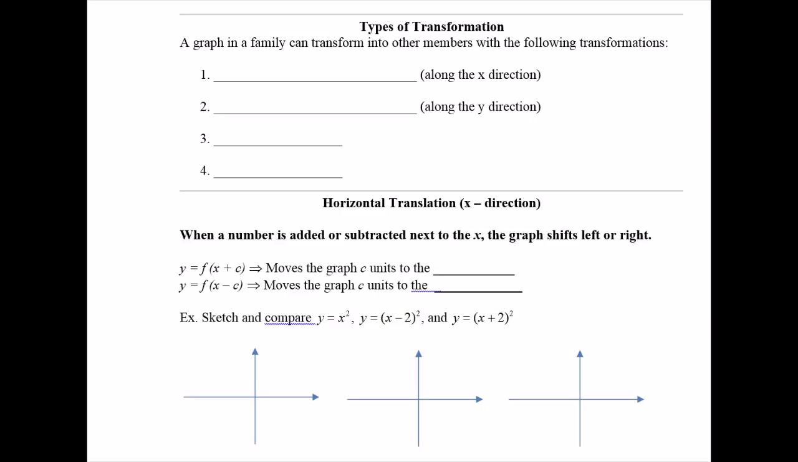So we just did our basic parent graphs. Now we're going to go over types of transformations. A transformation is how you shift. These are just called shifts. If I shift along the x direction, it's a horizontal shift. If I shift along the y direction, it's going to be my vertical shift.